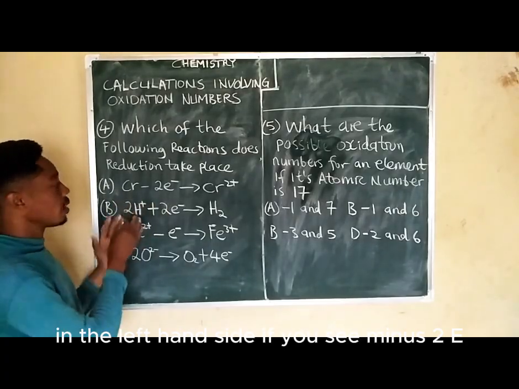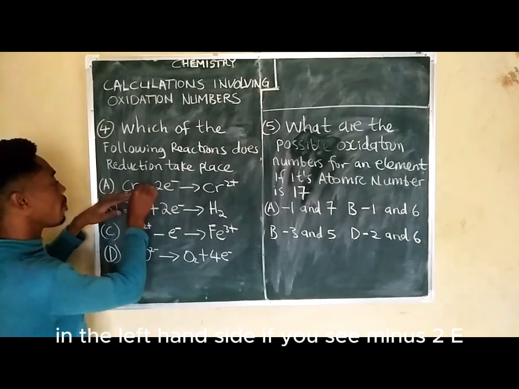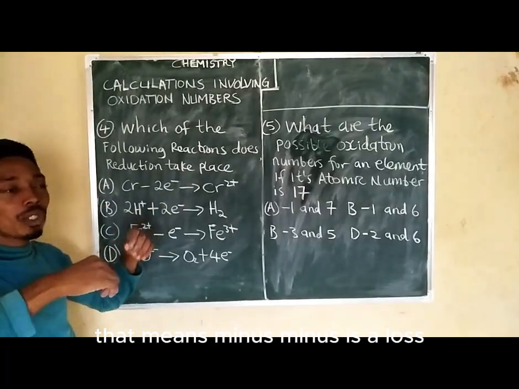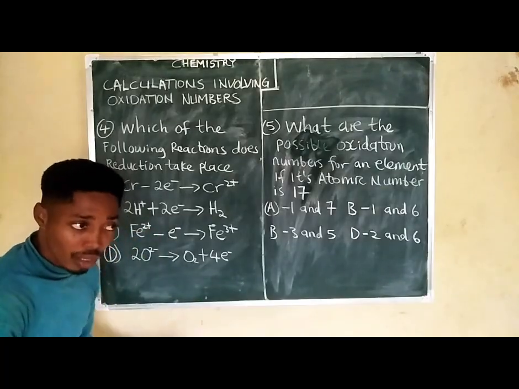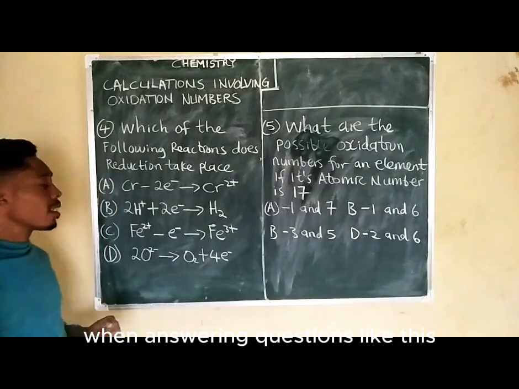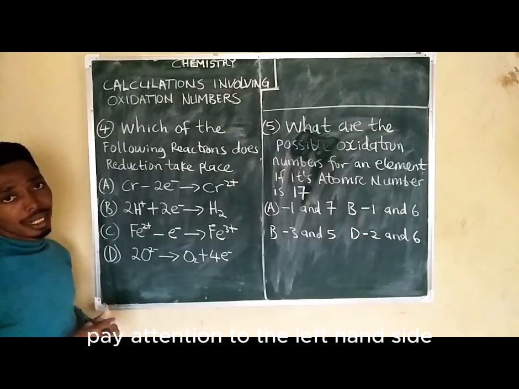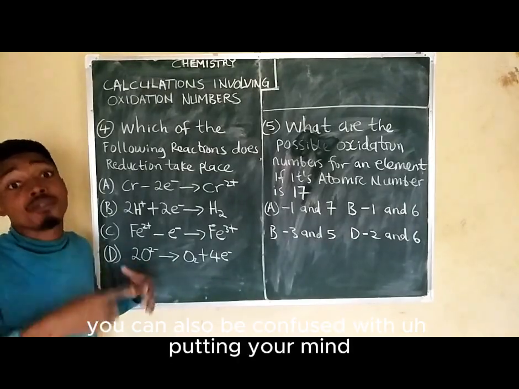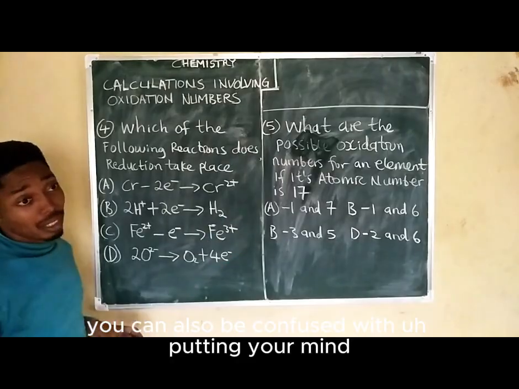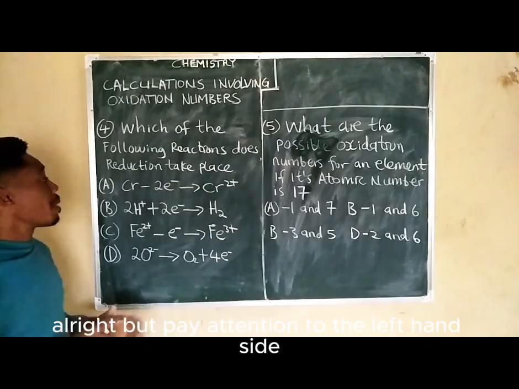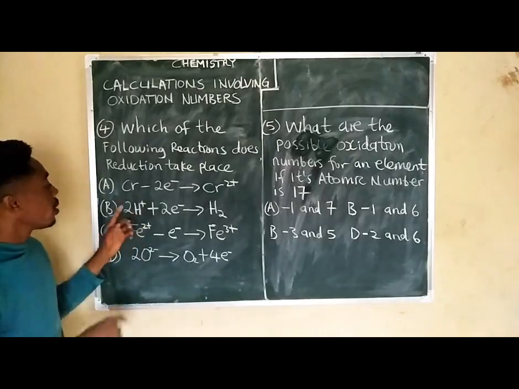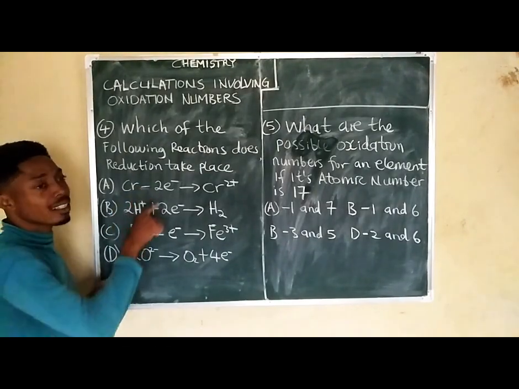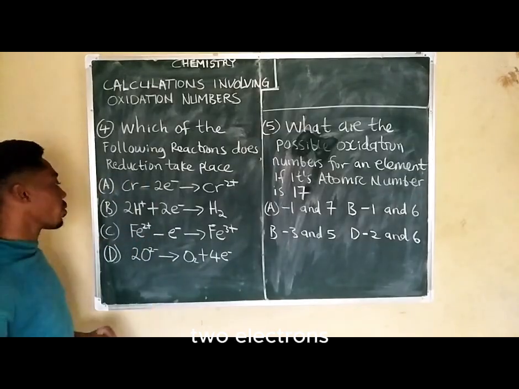On the left hand side, if you see minus 2e, that means minus is a loss. When answering questions like this, pay attention to the left hand side. Depending, you can also be confused with putting something like that on the right hand side too. But pay attention to the left hand side. This is minus. That means that chromium atom is losing 2 electrons.